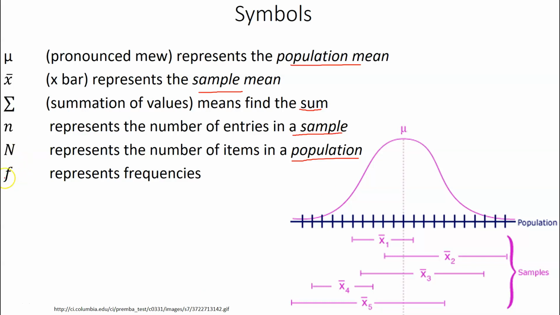F in statistics will always refer to the frequencies. How often did it occur? Later on, not today, but I've got this here. Here's a context of when we're trying to find a population mean.